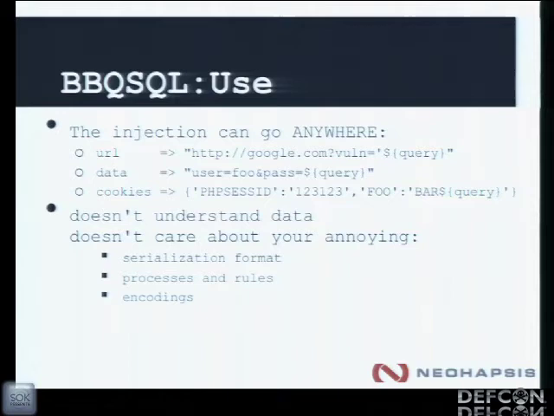But yeah, the benefit of making you specify where the vulnerability is, is that the tool doesn't have to understand your data. You can be doing some totally bizarre serialization format, anything you want. The tool doesn't care. The tool just wants to know what your request looks like and where it needs to inject. So if there are serialization formats, or some weird processes that you have to go through to make the request work, it doesn't care about that. Encodings, it doesn't care.